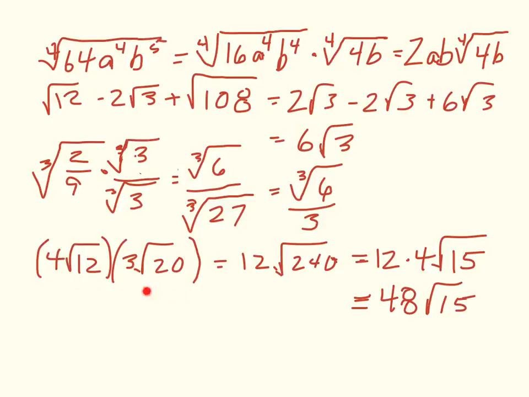Here, this is sort of like a FOIL problem. Everything gets multiplied by everything. So 4 times 3 is the 12. 12 times 20 is 240. And the square root of 240 is 4 times the square root of 15. 12 times 4 is 48, so you're left with 48 times the square root of 15.